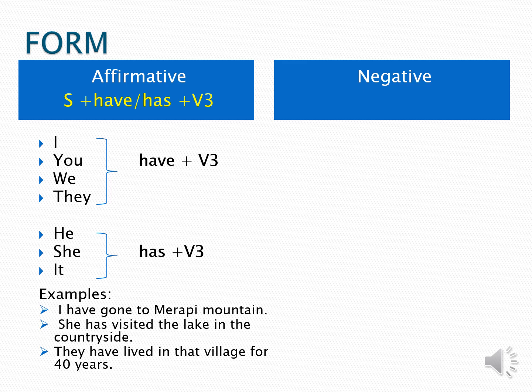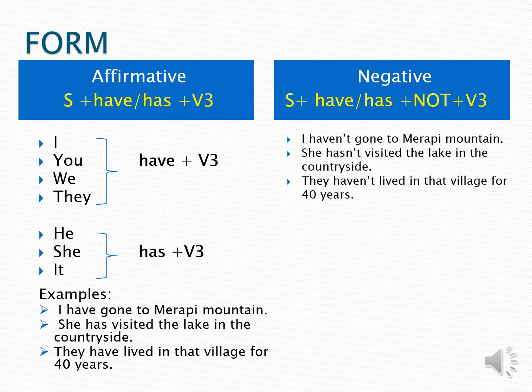Now let's move on to negative form. The formula is subject plus have or has plus not plus verb 3. For instance, I haven't gone to Merapi Mountain. She hasn't visited the lake in the countryside. They haven't lived in that village for 40 years.